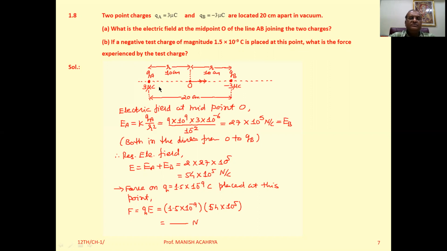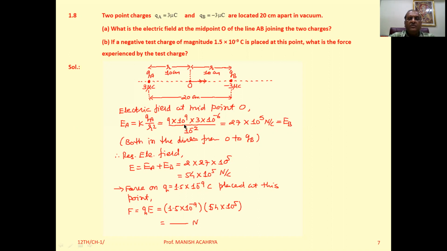Now suppose as shown in the figure, we have two charges QA and QB separated by 20 centimeter. Now, this one is the line joining these two charges. At the center, O, we want to find the electric field. Now, first electric field due to charge QA, that is EA equal to KQA upon R square as per the equation of the electric field due to a point charge.